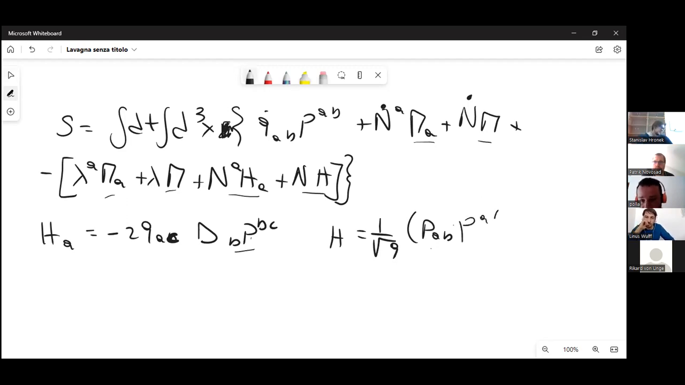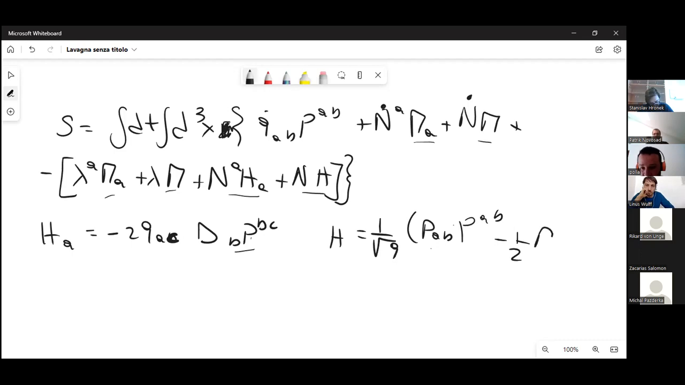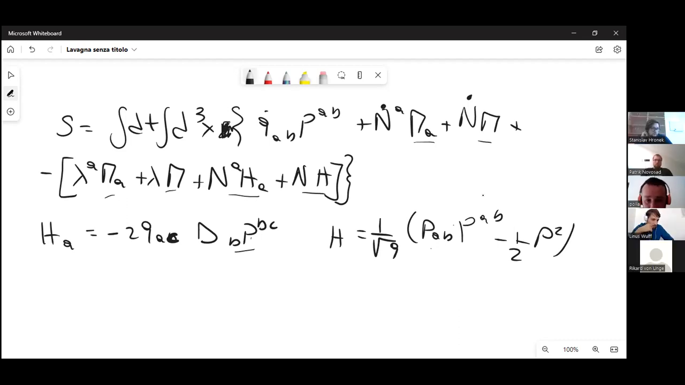And here we have PAB minus 1/2 P squared. Again, you see that you have the square root of Q here, the square root of Q here. So in total, H again has a square root of Q, and again it's a density scalar here. Okay, this comes just from, as I told you, some substitution and integration by parts. So this is, say, almost the final result, and what we get here is exactly the Hamiltonian.